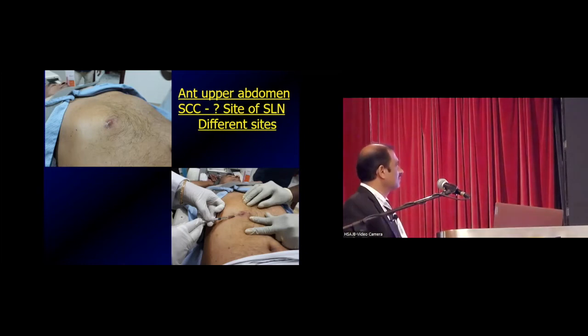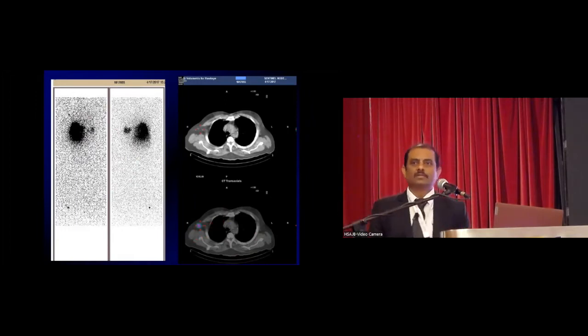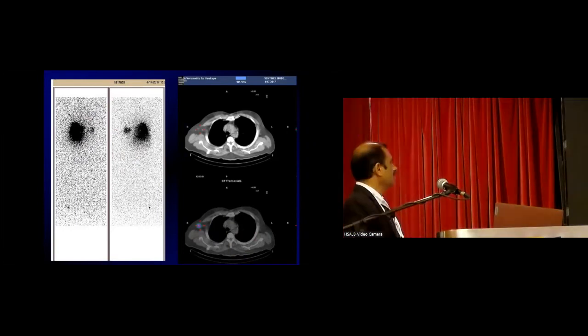So what is the relevance of SPECT? This is the planar image you are seeing. Nobody can make out anything in this. But when you do a SPECT, you are able to show very clearly a focus of uptake in the right axilla. So this is the relevance of SPECT-CT. So using the SPECT-CT correctly at the correct indications is exemplified in this patient.